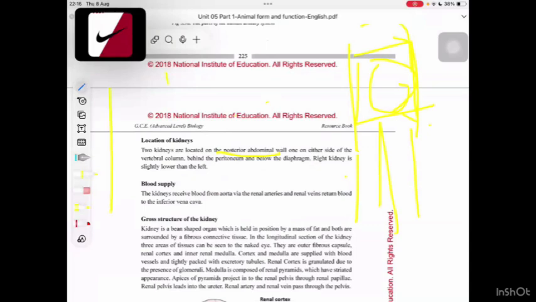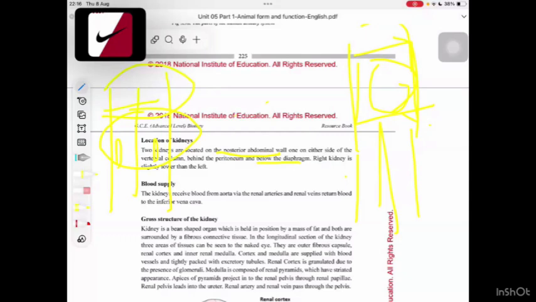Hope you know what the abdominal region is. The chest area is the thoracic region. The stomach area is the abdominal region, and the kidneys are located on either side of the vertebral column, behind the peritoneum and below the diaphragm.